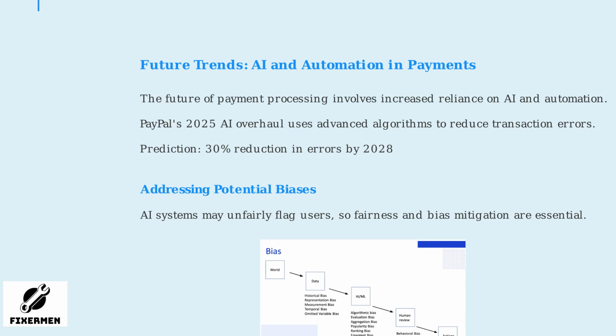Looking ahead, experts predict error rates could drop to 5% by 2030, driven by blockchain-based settlement systems and continued AI advancements. This evolution promises more secure and efficient payments, but requires ongoing vigilance to maintain trust and equity.